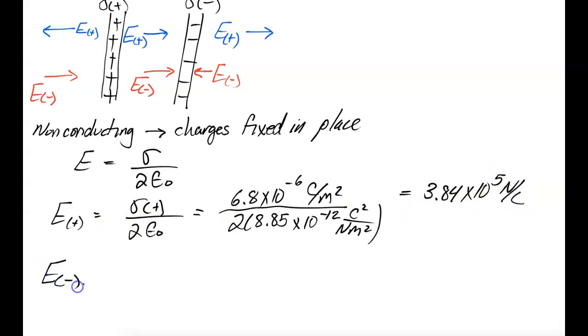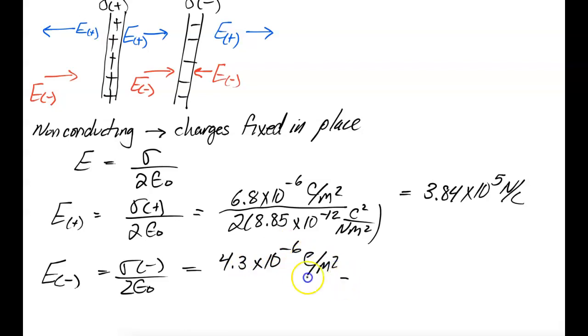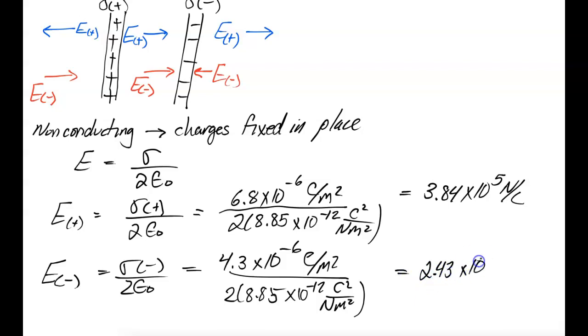Similarly, E negative would be sigma negative over 2 epsilon naught. Sigma negative is given as 4.3 times 10 to the negative 6 coulomb per meter squared, over 2 epsilon naught. And if we do that, we get a value of about 2.43 times 10 to the 5th Newton per coulomb.